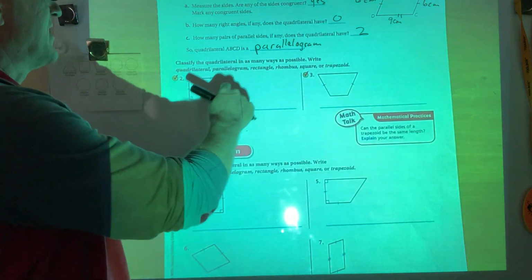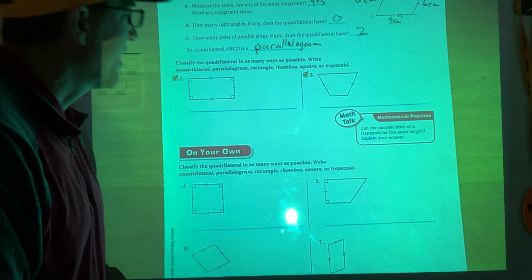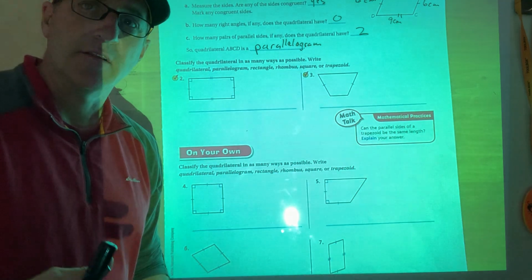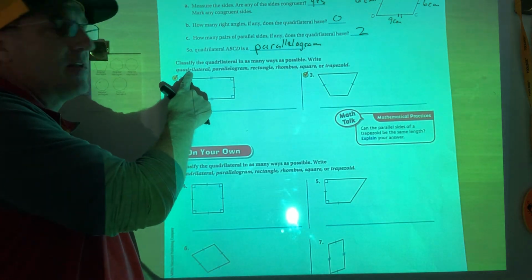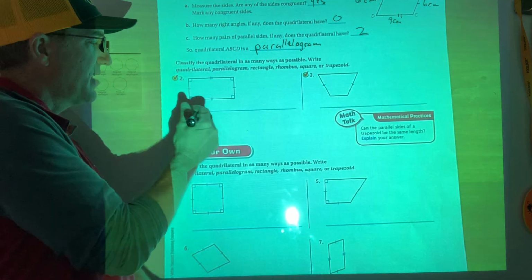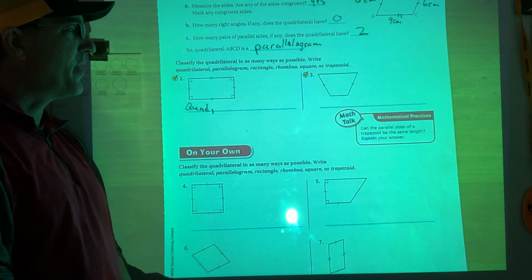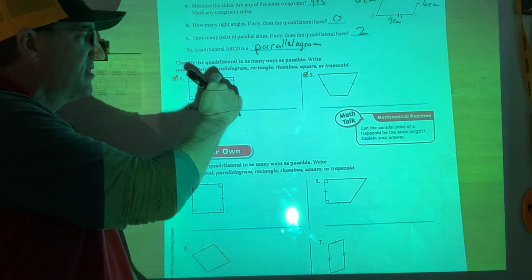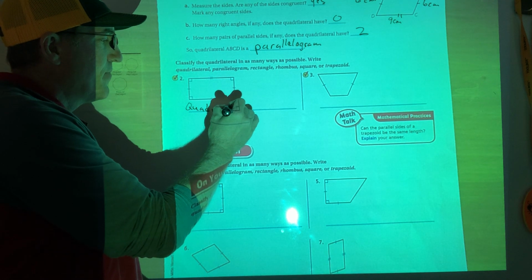All right, classify each quadrilateral in as many ways as possible. So we're gonna write quad, parallelogram, rectangle, rhombus, square, or trapezoid. So these are actually always kind of fun for me. So I look at it. Is it gonna be a quad? 1, 2, 3, 4. So it's definitely a quad. I just write quad because quadrilateral is long. Is it a parallelogram? Well, how do I know? Are opposite sides congruent? Yes. Are opposite sides parallel? Yeah, so this is a parallelogram.